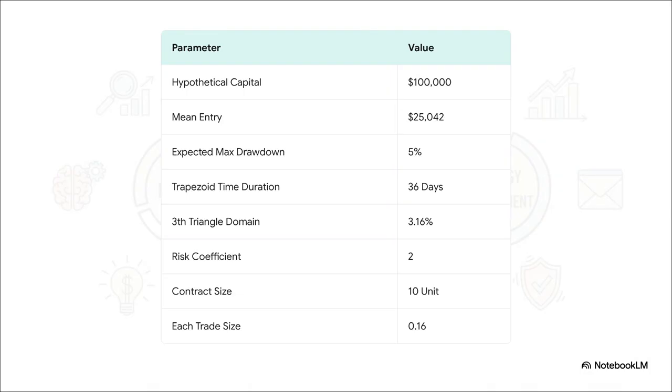Now let's talk risk. What were the parameters set out in the plan? Well, the model works with a hypothetical capital of $100,000. The mean entry price was projected right around $25,042, and the expected max drawdown was capped at 5%. The projected time for the cycle's trapezoid structure was 36 days. Now, this is key. Both trade sizes are calculated using the hypothetical capital, the investor's maximum allowed drawdown, the third triangle domain percentage, the risk coefficient, and the contract size.